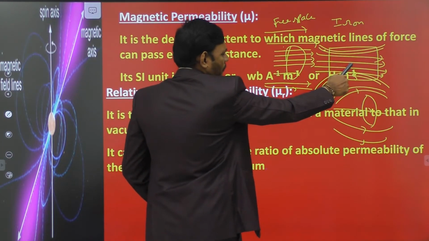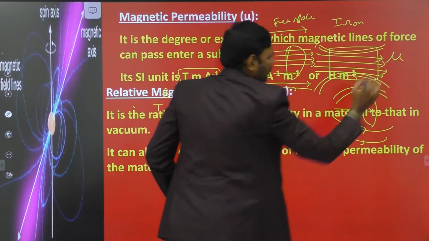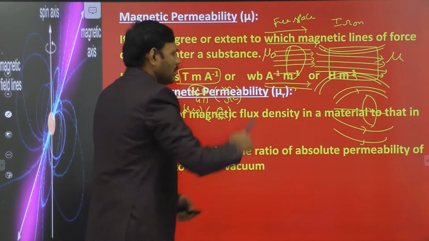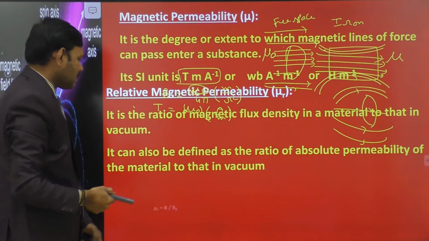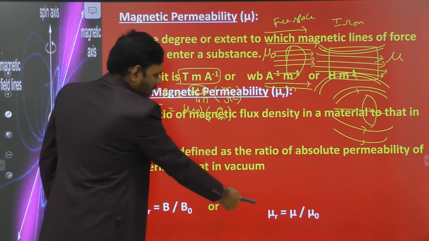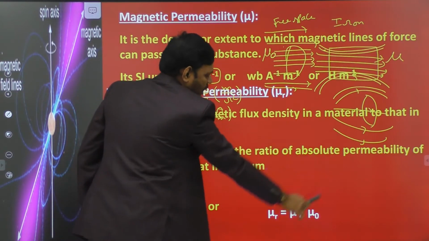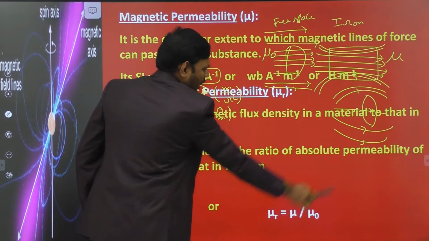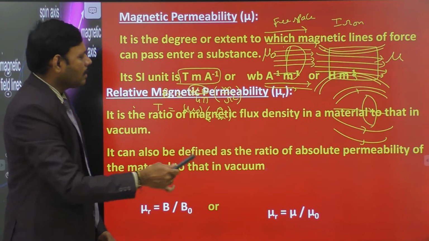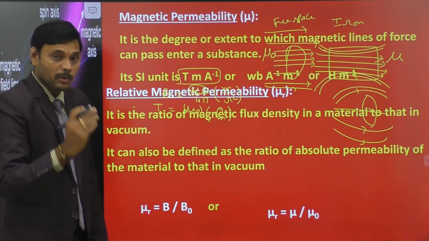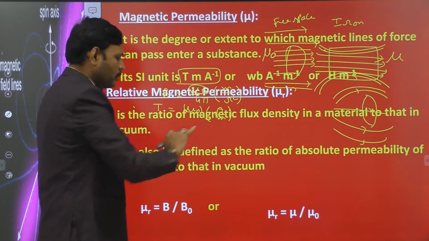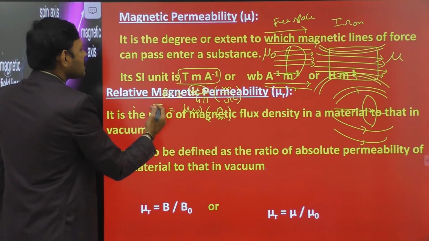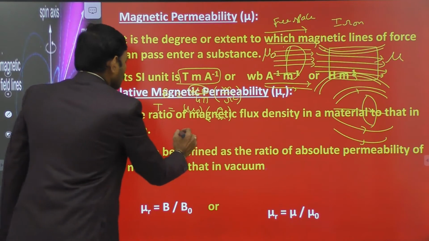Suppose when you use a material, we have absolute permeability mu, and when you consider vacuum or free space, the permeability of free space is mu naught. The ratio of those two, mu by mu naught, that is the ratio of the absolute permeability of a medium such as nickel or cobalt or iron, to the permeability of free space, mu naught, is known as relative permeability.